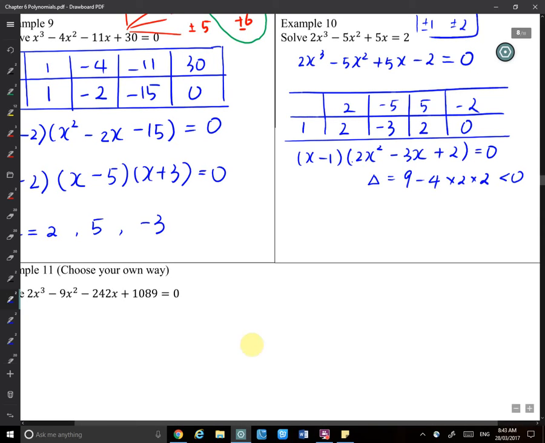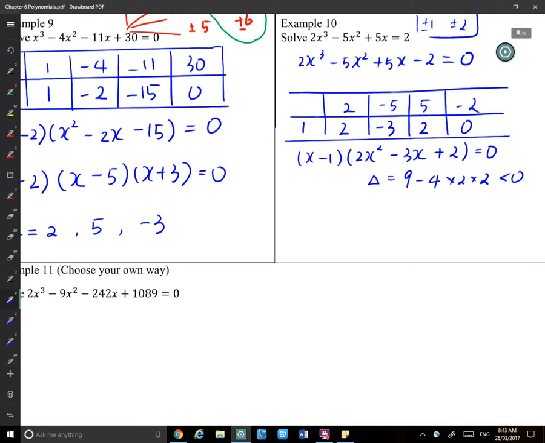Do I have it correctly? Yes. So 2x squared minus 3x plus 2, and that's smaller than 0. So if the discriminant is smaller than 0, I can't factorize. Also, I can't solve for zeros. Okay, I don't have that equals to 0. I can't solve out anything.